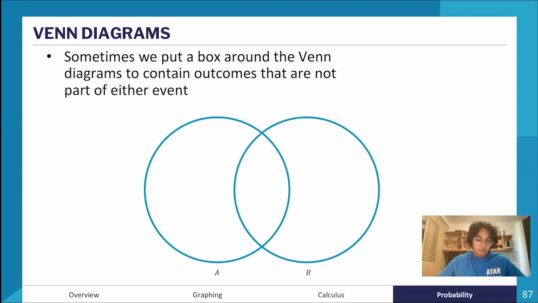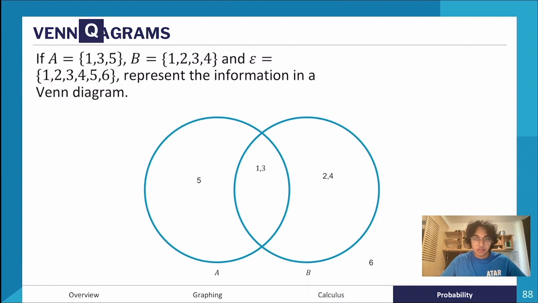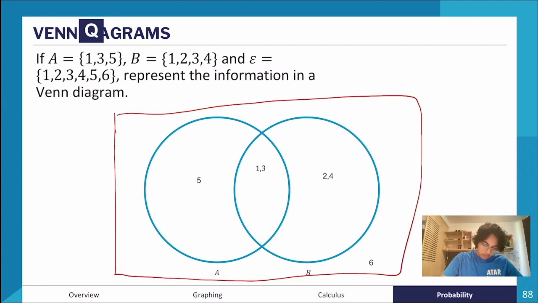With Venn diagrams, we generally put a box around the Venn diagrams, like so, and that contains events that aren't outcomes that aren't part of either event, right? So, from the question earlier, the same sort of sets that we're using, we can see that, outside the Venn diagram in the box, in the common area of 1, 3, in A, we only just have 5 that's unique. In B, we have 2 and 4, but we also see we have 6, which is not included as part of any of these sets.